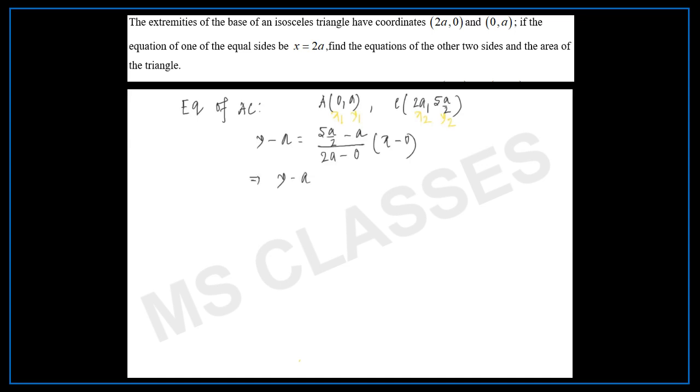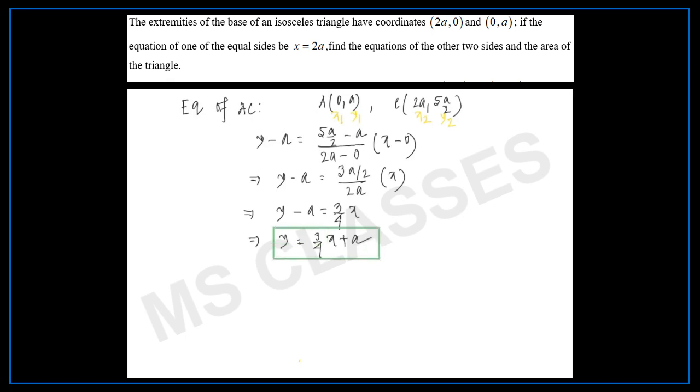So y minus a equal to what? 5a by 2 minus a, 3a by 2 by 2a into x. So this will be what? y minus a equal to 3 by 4 into x. And this gives us y equal to 3 by 4 x plus a. So this is the equation of the line which I have got.